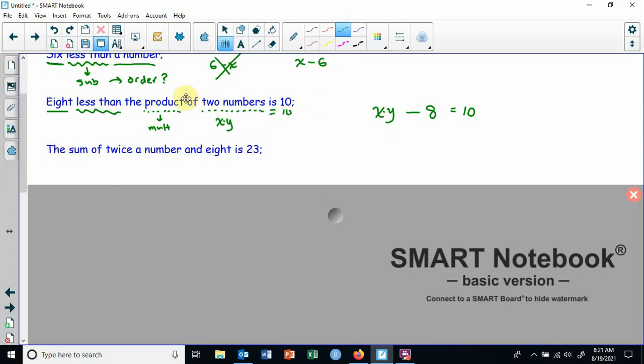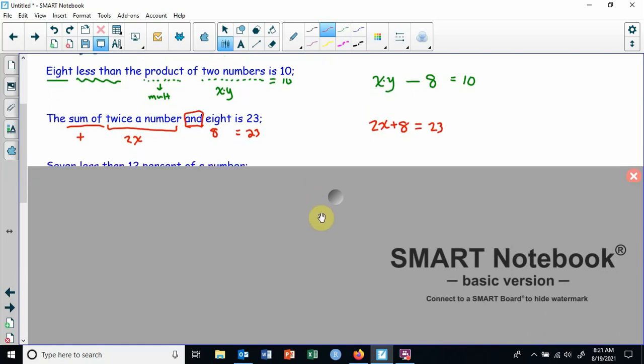Alright, so here we go. We've got the sum of. Well, sum means that we're adding. So what are we adding? We're adding twice a number, and tells us where the plus sign goes, twice a number and 8. Well, twice a number means 2 of those numbers, or 2 times x, is 23. So we're adding 2x and 8, and it is 23.